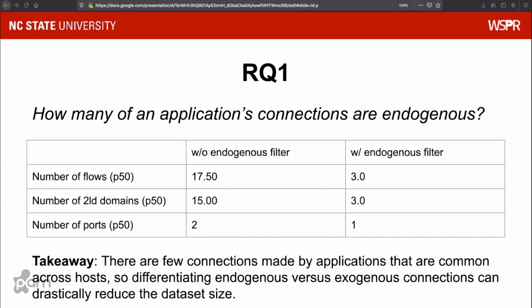So the first question we looked at was how many of an application's connections are endogenous? Using this filter, we looked at a few different measures of our data set, the number of flows, the number of domains at the second level, and number of ports, and looked at the medians of each of these before and after applying those filters. And what we notice is that there's very few connections that are made by applications that are common across hosts. And so using this endogenous filter can drastically reduce the data set size and make it easier to work with. In the paper, we also show this for things that are a little different, like browsers like Google Chrome. Happy to talk more about that during our questions section.